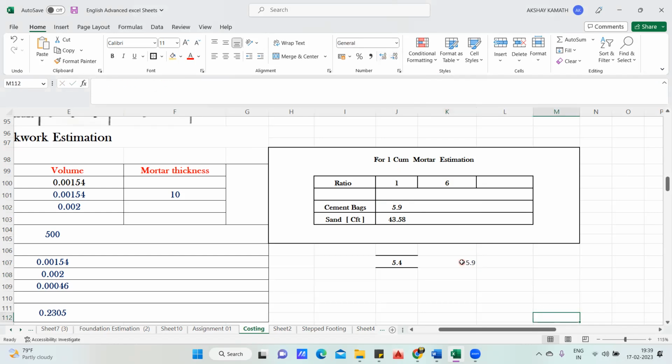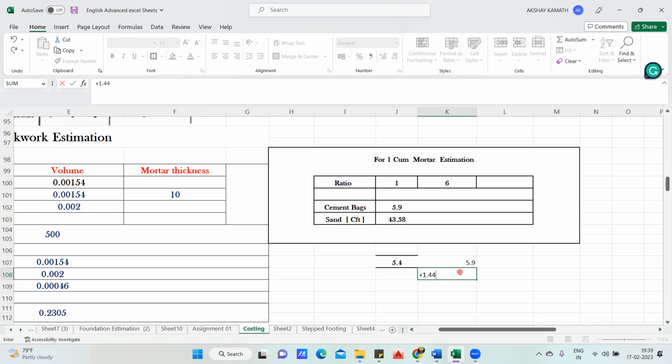Yeah, 5.9. Got it, no? Simple. Now come to the sand part. How you are going to do the sand? Again, same thing for sand. 1.44 multiply by 1 for 1 cubic meter, multiply by sand ratio, which is 6.